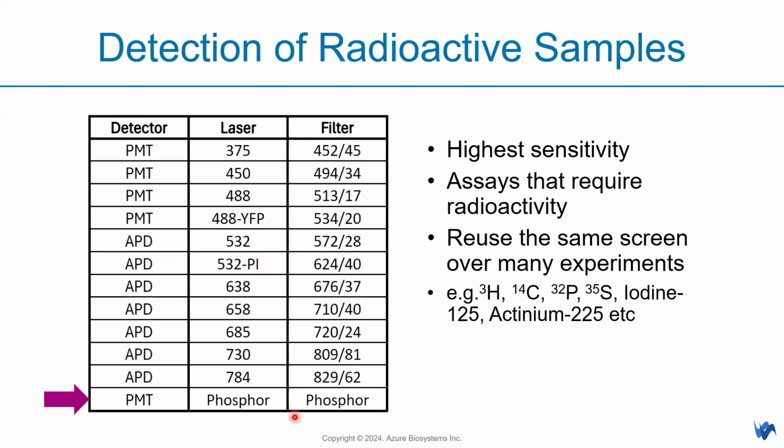They will use the same phosphor screen many times, for many experiments. Examples would be hydrogen 3, carbon 14, and phosphorus 32, which are used to stain things like glycoproteins, DNA or nucleic acids and so on. Of course, these also extend to nuclear study, like iodine 125 and so on and so forth.